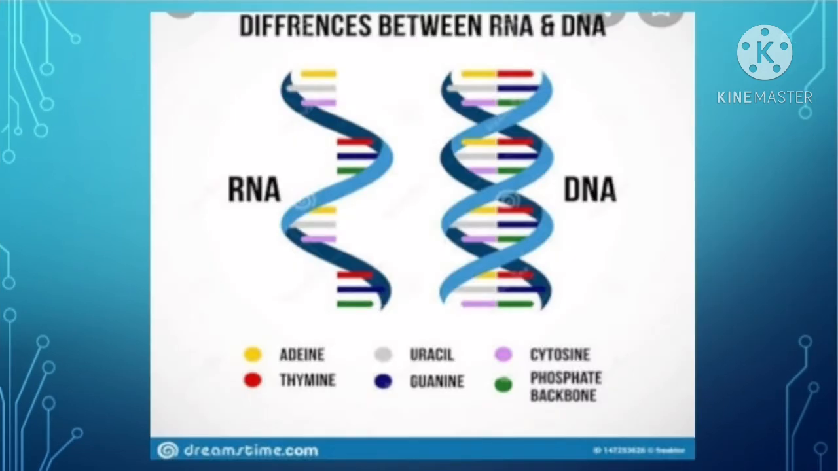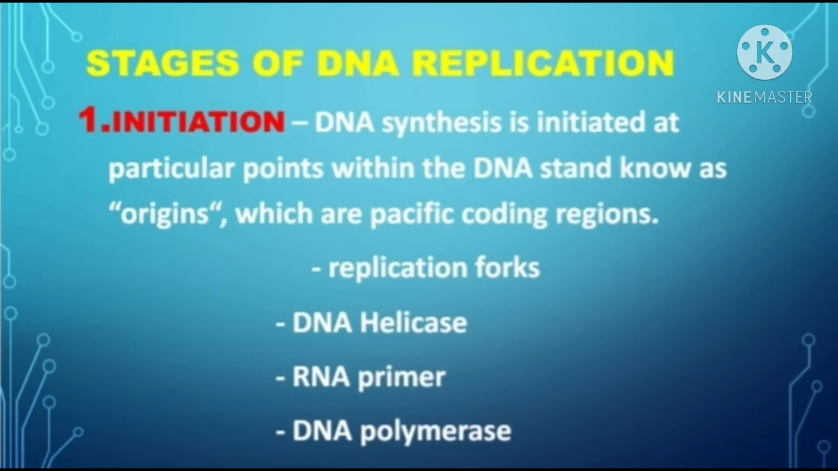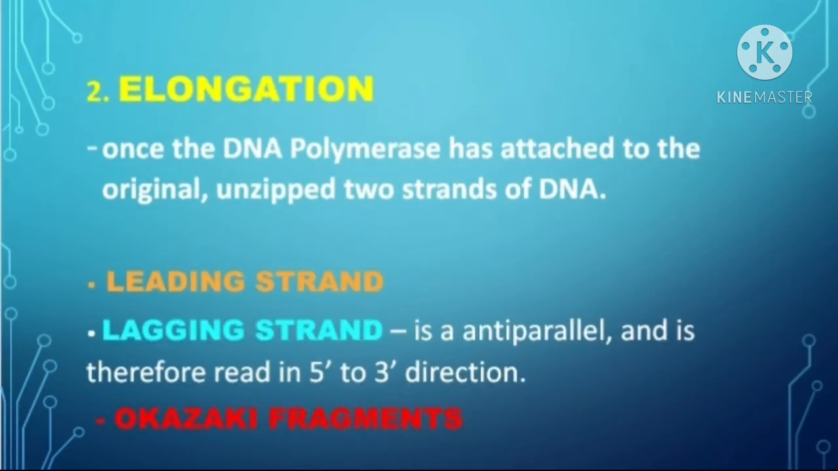DNA replication can be thought of in 3 stages. First is the initiation, which is initiated at particular points within the DNA strand known as origins, which are specific coding regions. It forms the replication forks and has the enzymes, which are the DNA helicase, RNA primer, and the DNA polymerase.